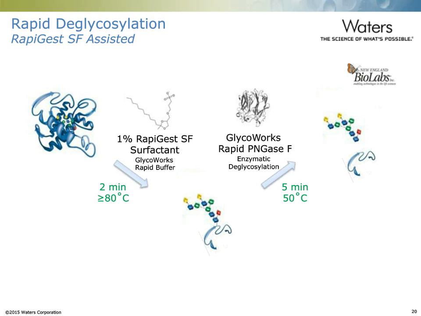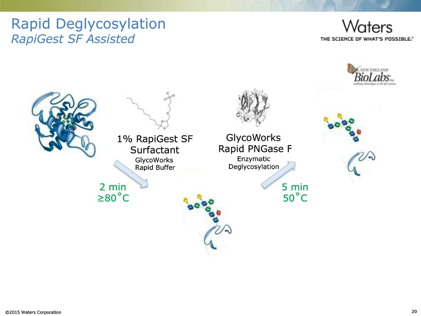So now, in a single reaction vial workflow, a glycoprotein is subjected to a high concentration of RapiGest and heat denatured for 2 minutes. Subsequently, and without any additional sample handling, Rapid PNGase F is added to the solution, and the mixture is incubated at 50 degrees for an additional 5 minutes. And this achieves complete deglycosylation of most glycoproteins.